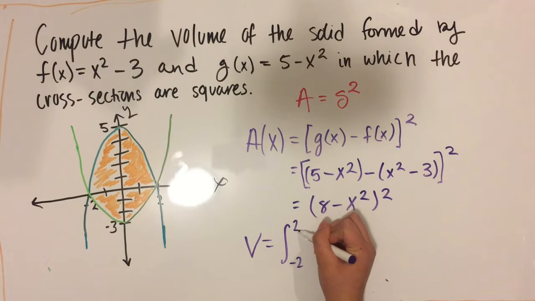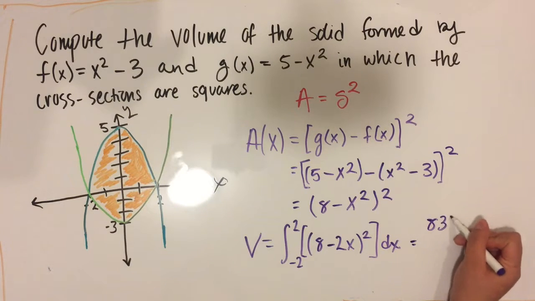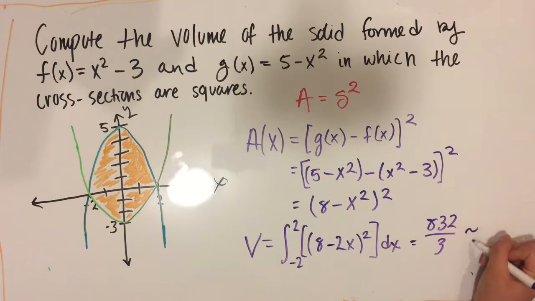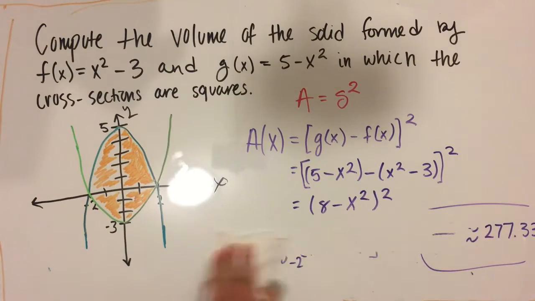Now you can set up the integral to find the volume, and first you will find your intersections, and you can do this through the calculator or setting the functions equal to one another to get -2 and 2. Then you will have the integral from -2 to 2 of 8 minus 2x squared, everything squared, dx, and that will equal 832 over 3, which is approximately 277.333.